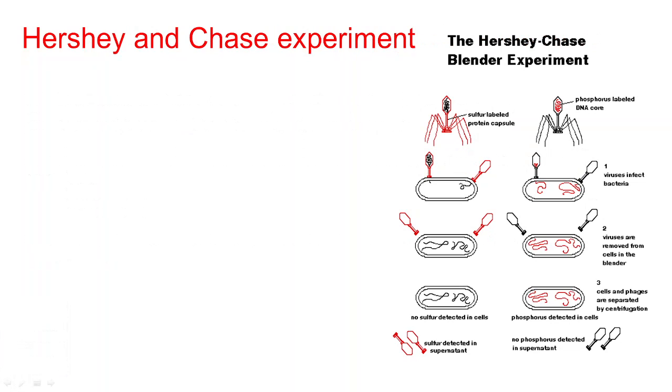Hello students. Okay, let us continue with the next part of the chapter, that is Hershey and Chase experiment. Very important point to note down here is that the Hershey and Chase experiment is the first experiment to prove that DNA itself is the genetic material. Hershey and Chase experiment itself is the first experiment to prove DNA is the genetic material.